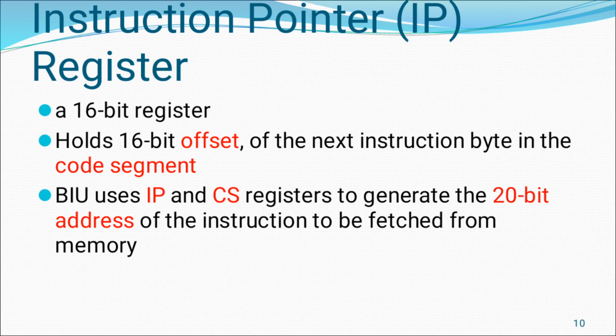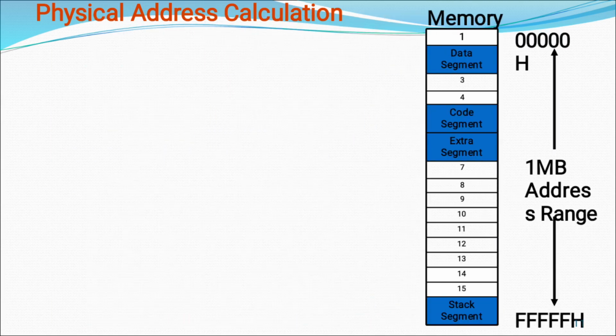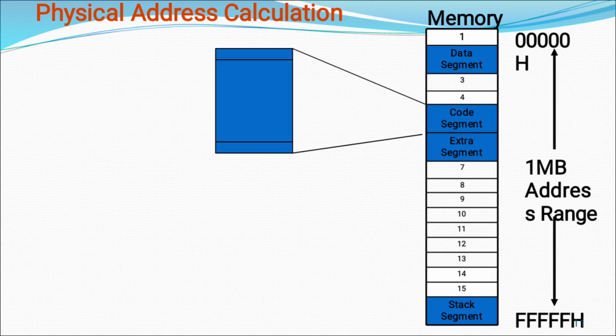Next, the instruction pointer register. In general, the instruction pointer holds the 16-bit offset address of the code segment. The bus interfacing unit uses the instruction pointer and code segment registers to generate a 20-bit address. Next, we are going to calculate the physical address of the memory location.